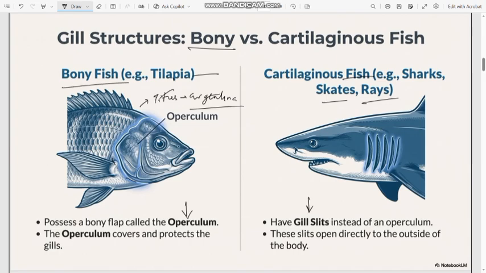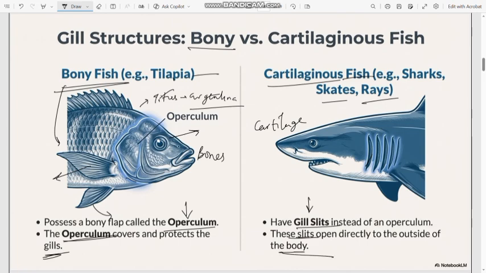What does bony fish mean? Bony fishes means they have a very good bone structure. For example, this fin is a bone structure, this fin is a bone structure, the head is a bone structure, while cartilaginous fishes don't have very good bone structure. Instead of bones, they have cartilage. So in bony fish, there are bones. In cartilaginous fish, there is cartilage, and so there are gill slits. Keep this in mind. There are gill slits, and there's the operculum. The operculum covers and protects the gills. The gill slits open directly to the outside of the body.